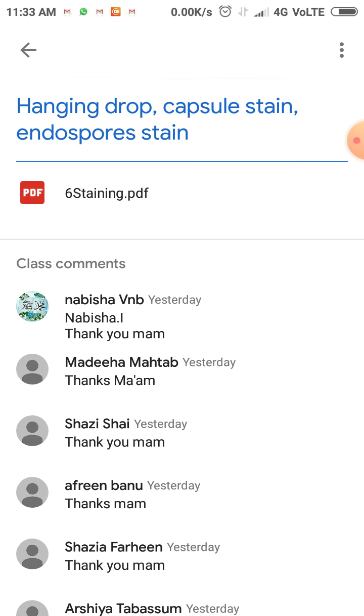So it's opening. Here we have hanging drop, capsule stain and endospore stain. The hanging drop technique, while it is opening, I'll tell you what it is. As the name suggests, the drop is a hanging drop.